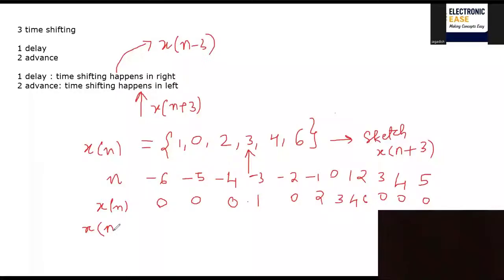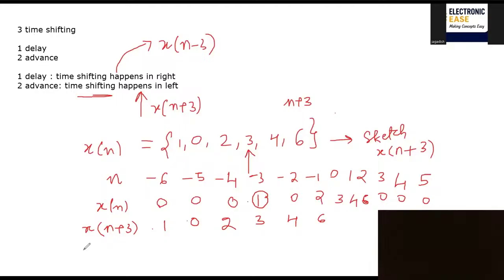Now students, I need to find out x of n plus 3. I can directly find it out. For n plus 3, time shifting happens to the left. Whatever signal I have here, this will move 3 steps towards the left. For 1 step, 2 step, 3 step, this entire signal will move 3 steps left. So at -6, I have to write the signal combination: 1, 0, the entire signal 2, 3, 4, and 6.